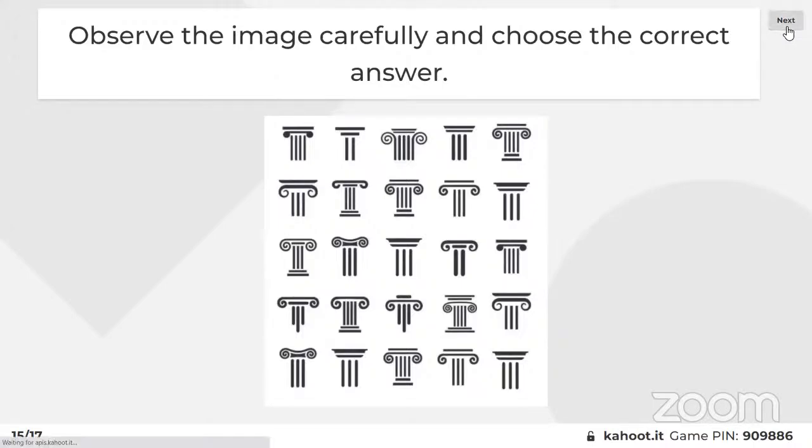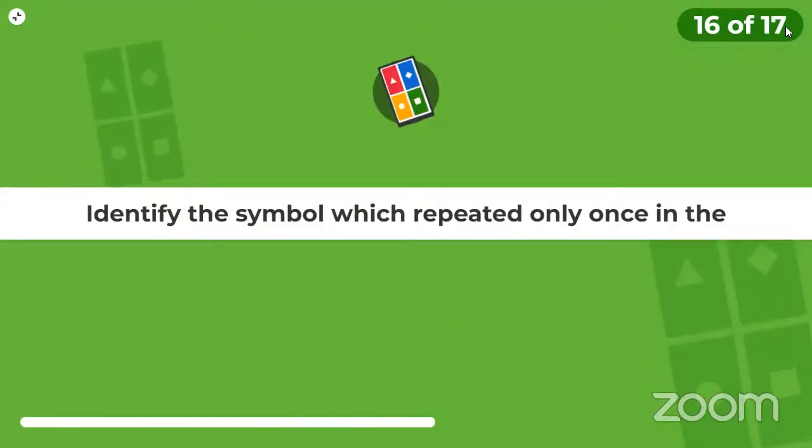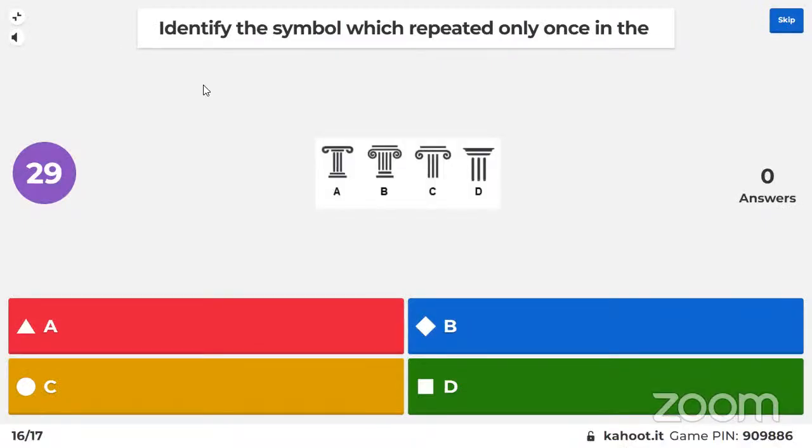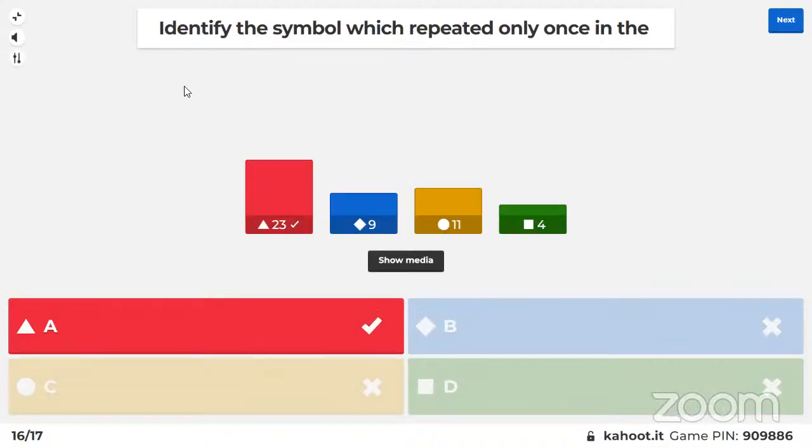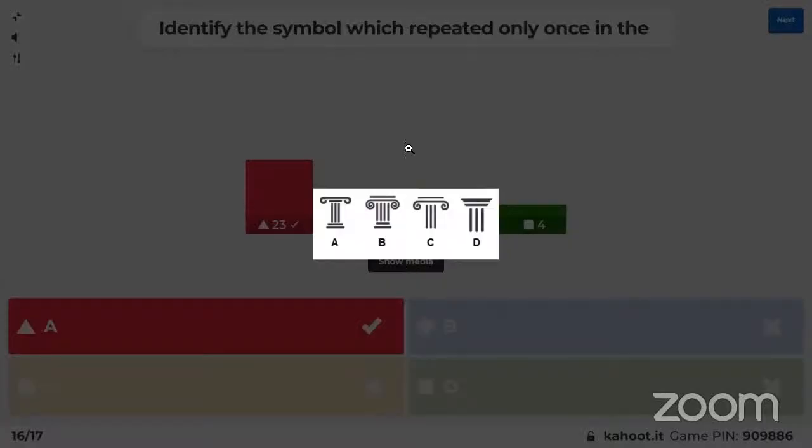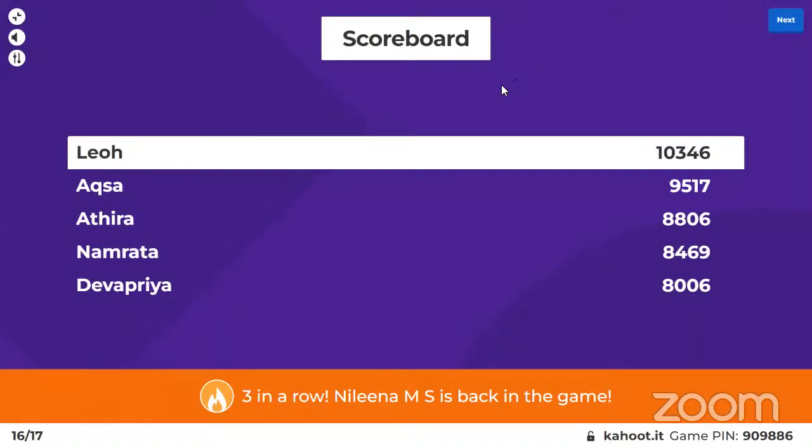Question number 16 based on this image. Here it is on your screens. Most of you have got it correctly. 23 is the right answer. 23 of you have got the right answer. Let's take a look at the leaderboard, whether there's been any change.